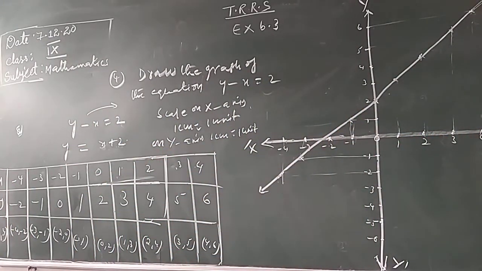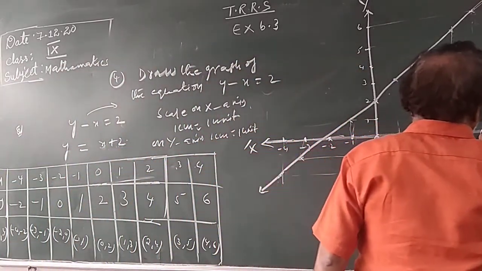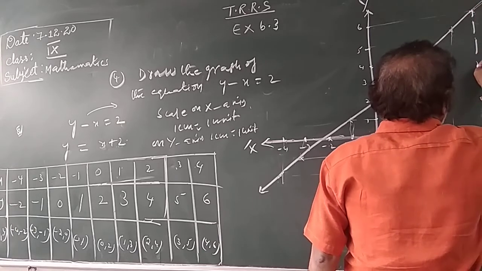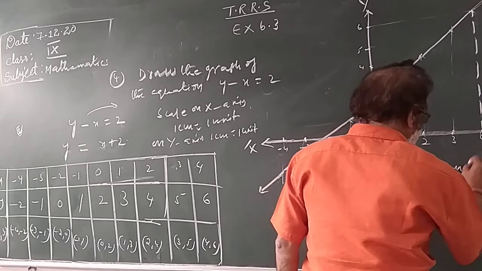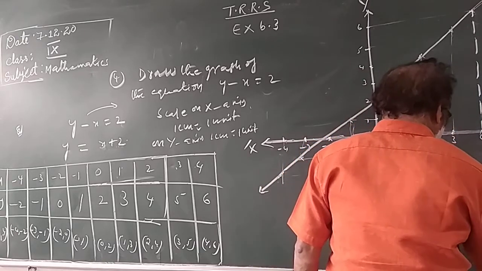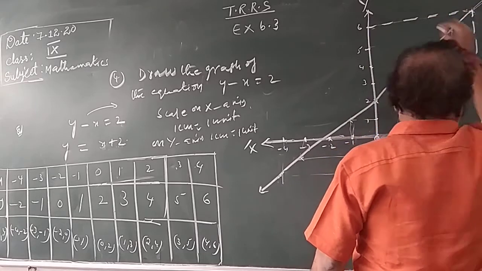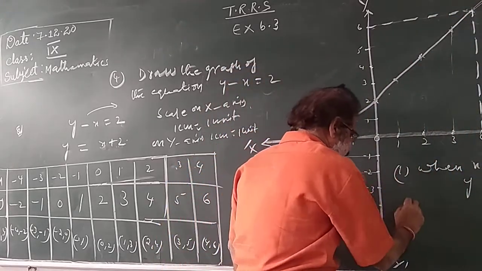Now he asked some questions here. From the graph, find the value of y when x is equal to 4. When x is equal to 4, y is equal to how much? 6. Y is equal to 6. When x is equal to 4, y is equal to 6.